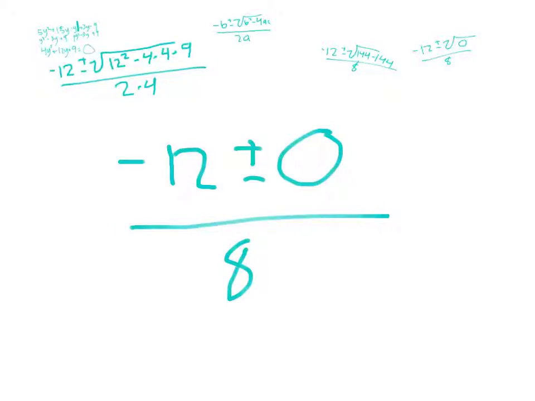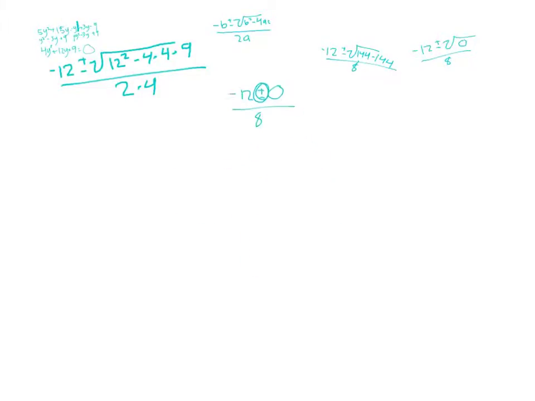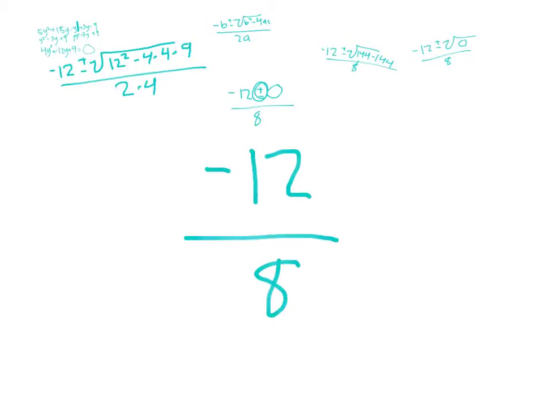Now usually we would put this into two equations because we have a plus and a minus. But since it's 0, it doesn't really matter. So then we can just do either plus or minus. 0 doesn't really do anything. So it's negative 12 over 8. And that is our final answer.